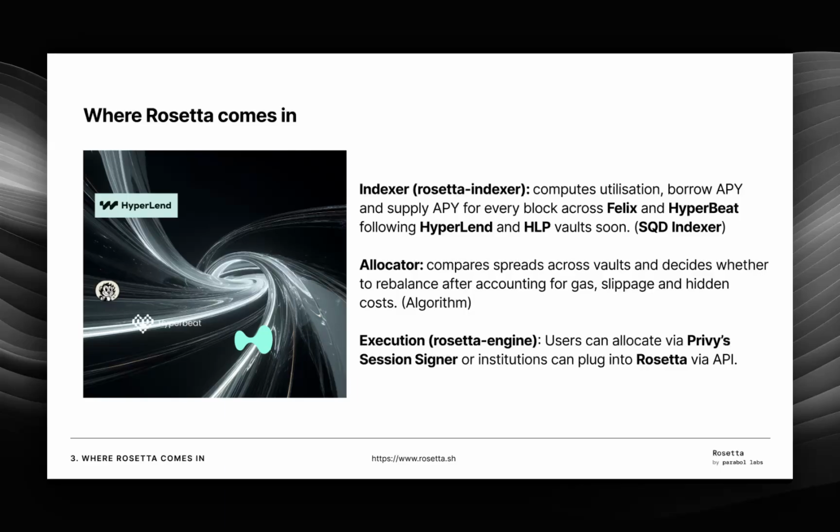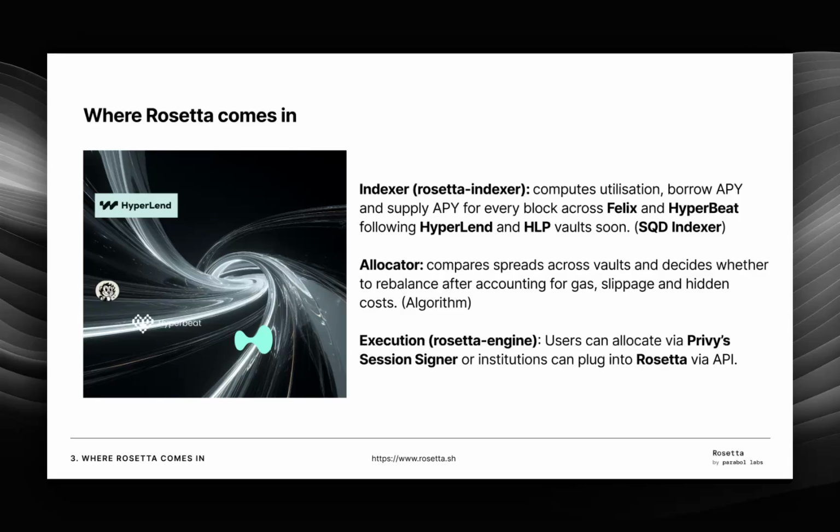So, where Rosetta comes in. Rosetta makes that invisible drift visible. Our Rosetta indexer computes utilization, borrow APY, and supply APY for every block across Felix and Hyperbit's Morphobit markets, with support for Hyperland and HLP coming soon.